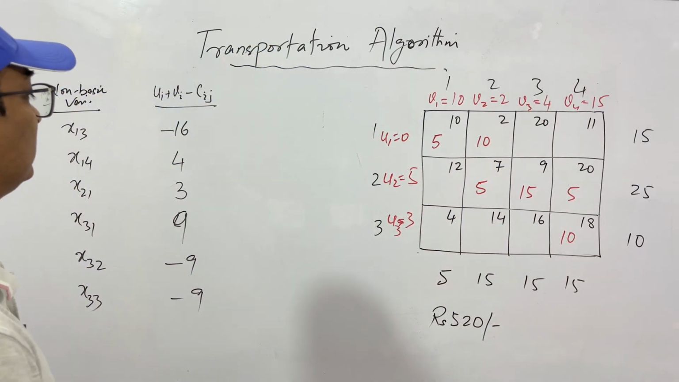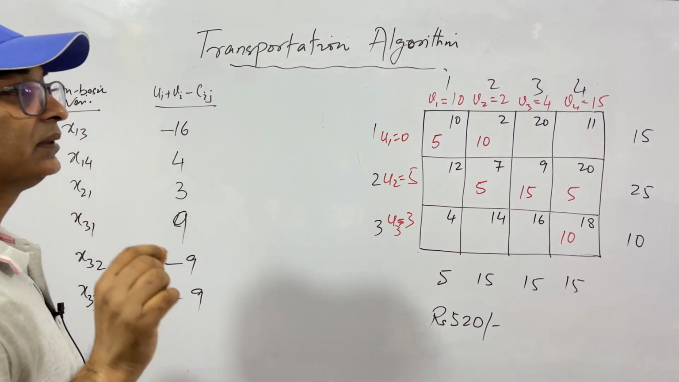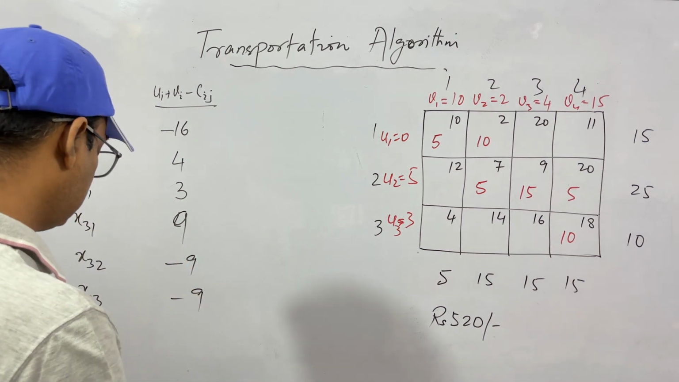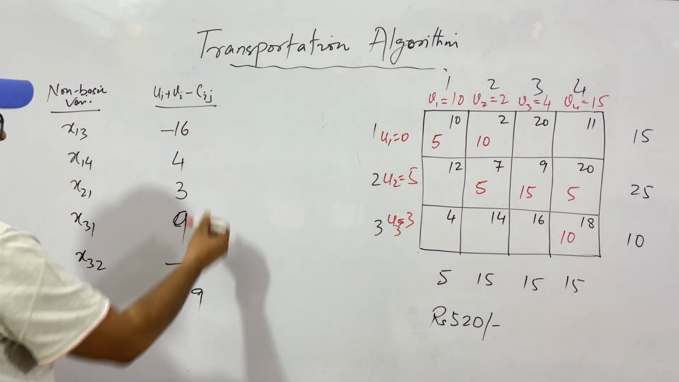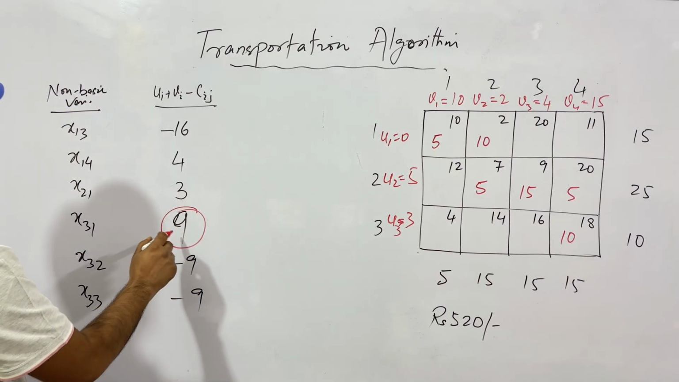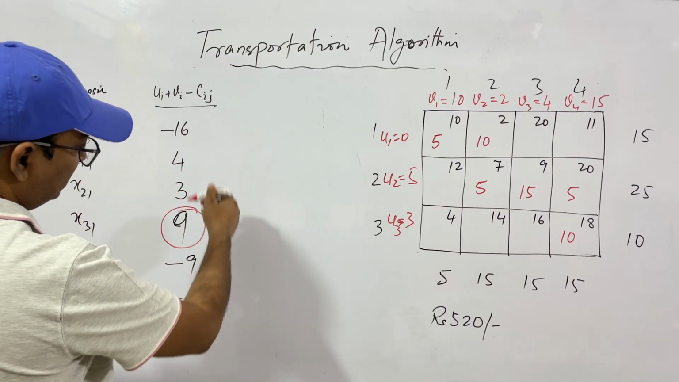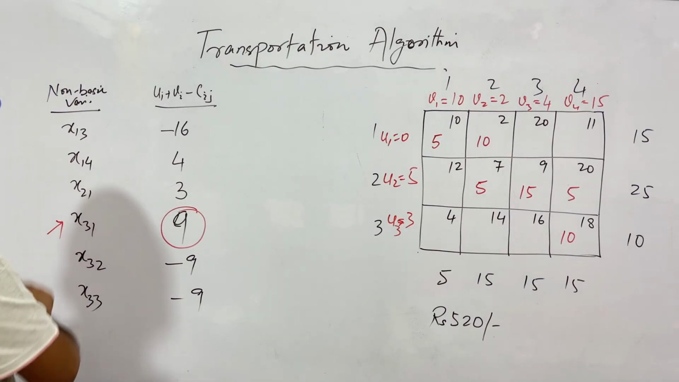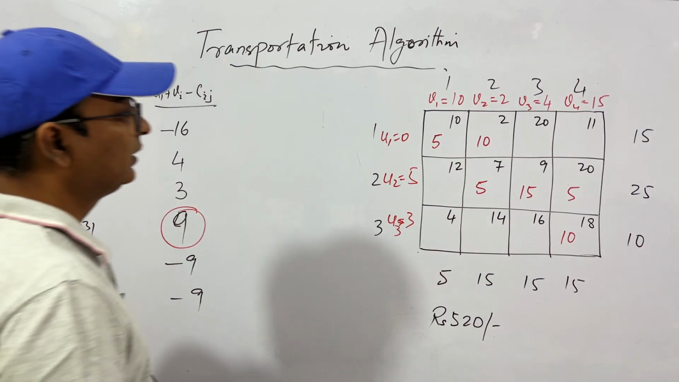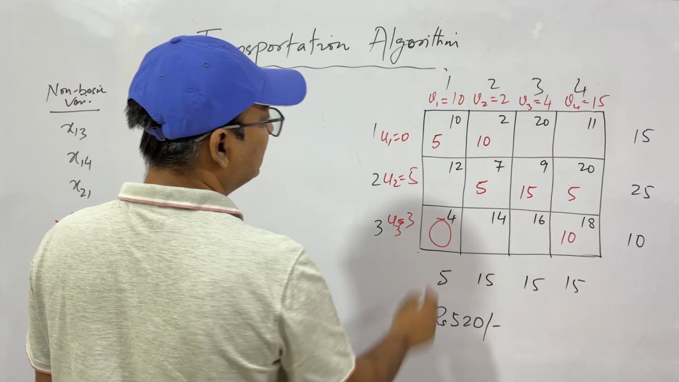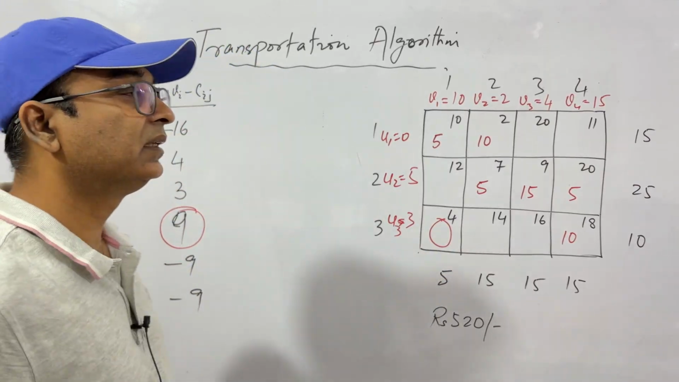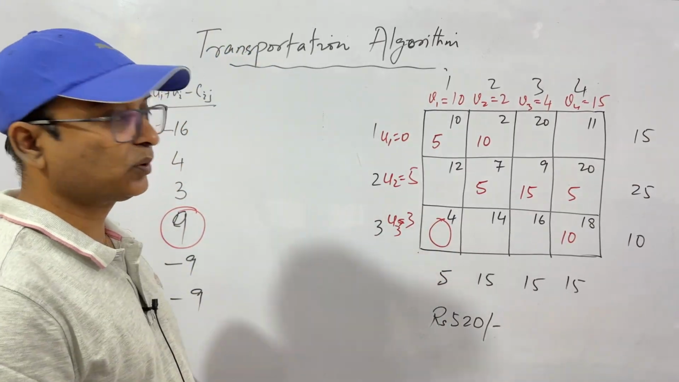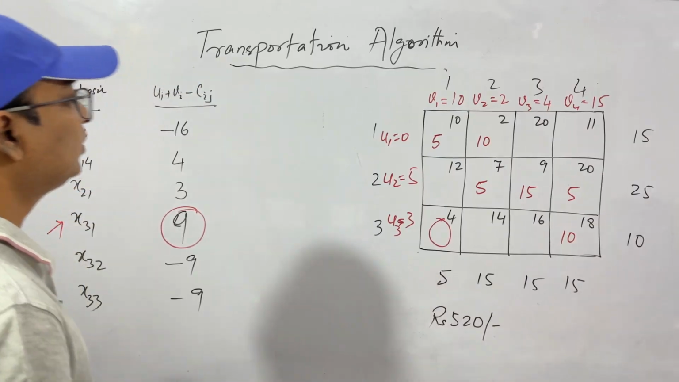So I told you whichever value is the most positive, that is taken as the entering variable. See, out of this, this is 9. This is the largest positive value. So our entering variable is x31. So this is our entering variable. That is, this variable will enter into the basic feasible solution. Clear?